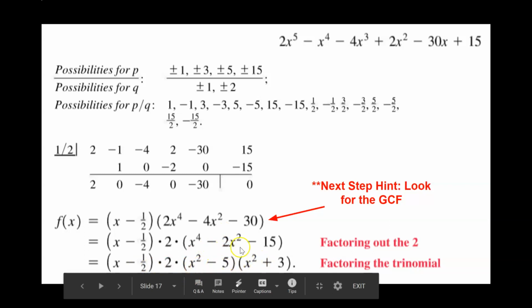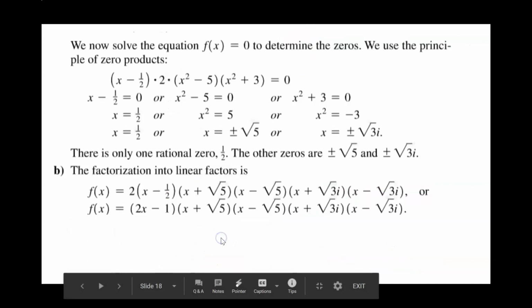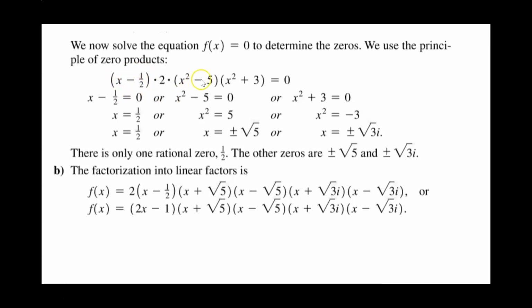We can go ahead and continue on, because remember, we're looking for 5 answers. So we can go ahead and set each one of these equal to 0. Set this one equal to 0, set this one equal to 0, and this one equal to 0. Set all those equal to 0, we get 1/2, plus or minus the square root of 5, plus or minus the square root of 3i.